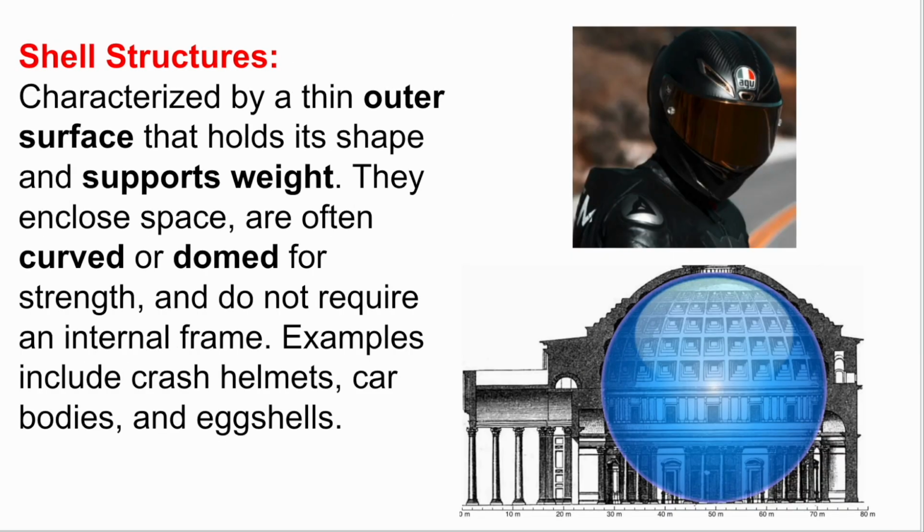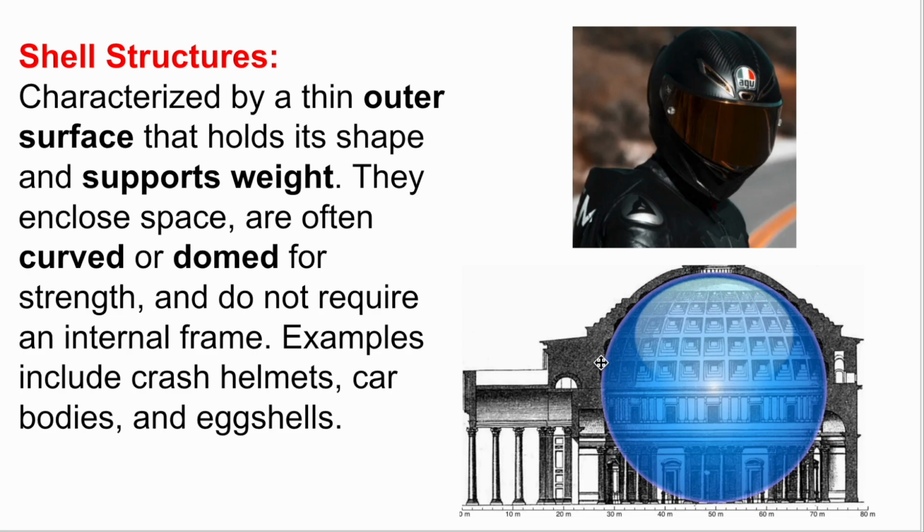The next type of structure that we want to understand are shell structures, and these are characterized by a thin outer surface that holds its shape and supports weight. They enclose space and are often curved or domed for strength, and they do not require an internal frame. Examples might include crash helmets, car bodies, and eggshells. So you can see here's a crash helmet right here.